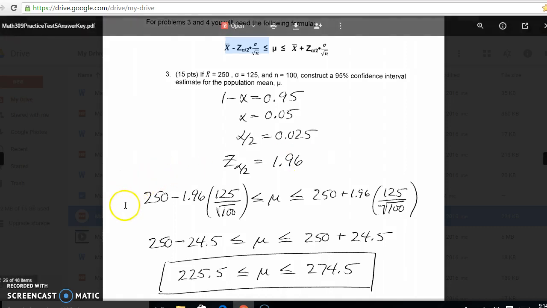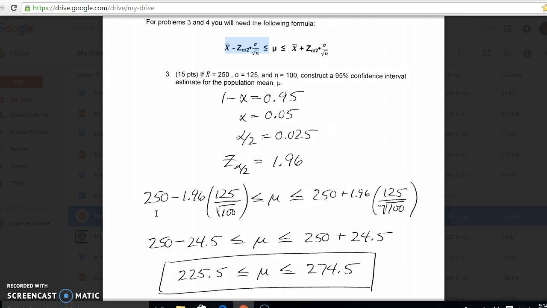So what we're going to do here is we substitute the values into the equation at the top of the page. We have the x bar 250 minus the z value 1.96 times, and I put this in parentheses, the sigma of 125 over the square root of n, which is 100. On the right hand side of the equation, everything is the same except that we have a plus sign in the middle of it rather than a minus sign.